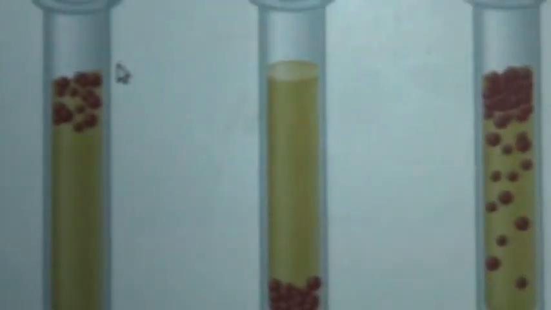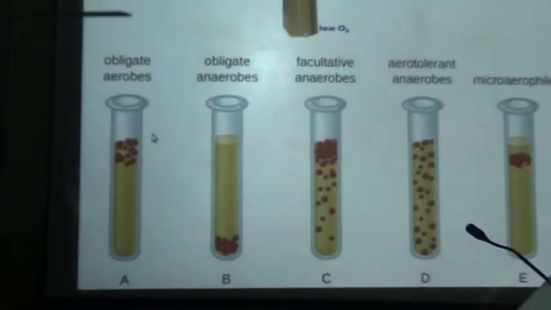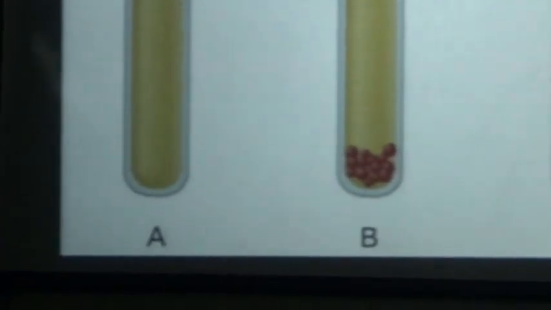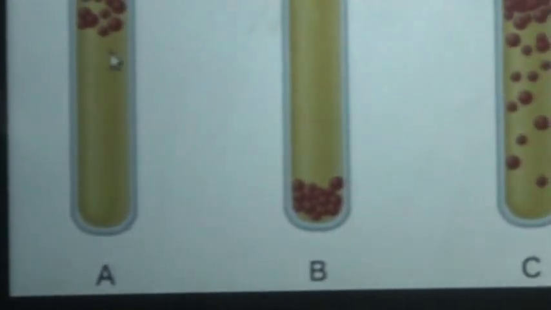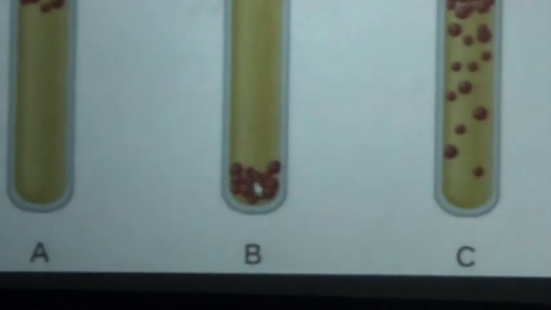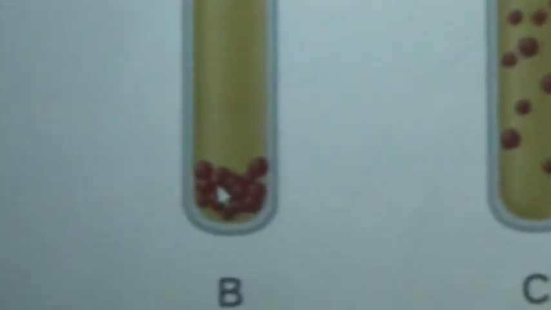agar. See here, these are the obligate aerobes, meaning those bacteria which require oxygen. It is shown here that these bacteria will grow at the top of the deep agar, because at the top there is the highest concentration of oxygen. In this tube, it is the contrast of the first one. Those bacteria which are deepest at the bottom of the tube will grow there because there is no oxygen, so these bacteria will be obligate anaerobes.